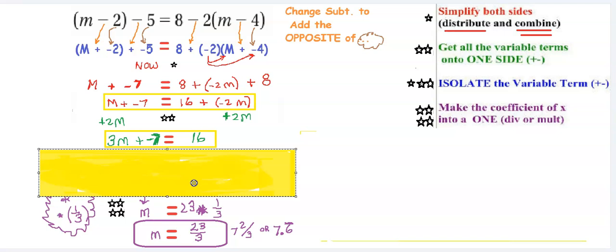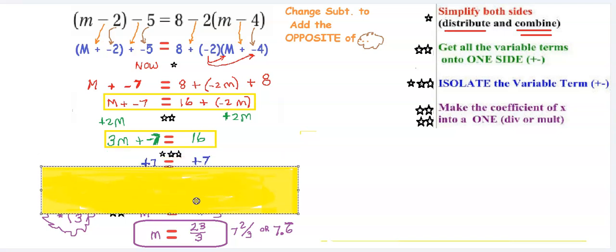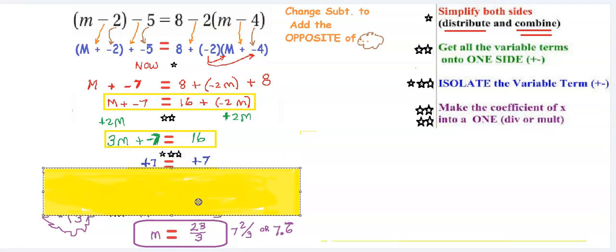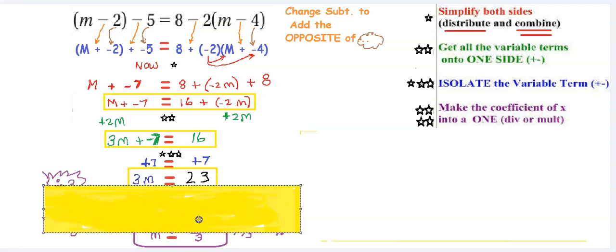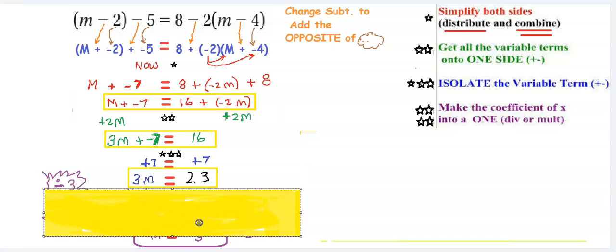All right, step 3, with the 3 stars: get the variable part by itself. To get the 3m by itself, I'm going to have to add 7 to both sides. That'll get rid of the negative 7 on the left. Adding 7 to both sides will give me 3m by itself and 23 on the right. 3m on the left, 23 on the right.